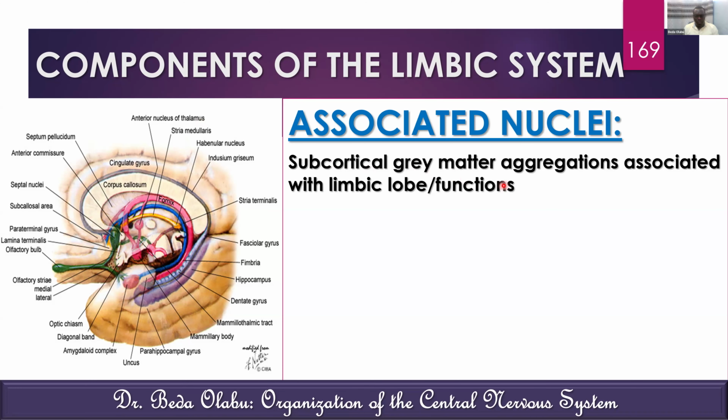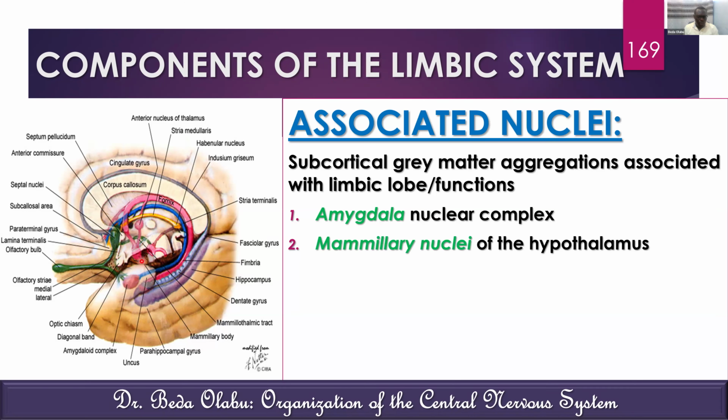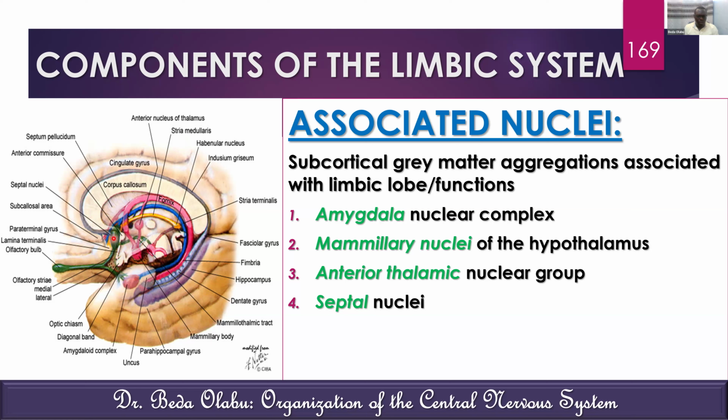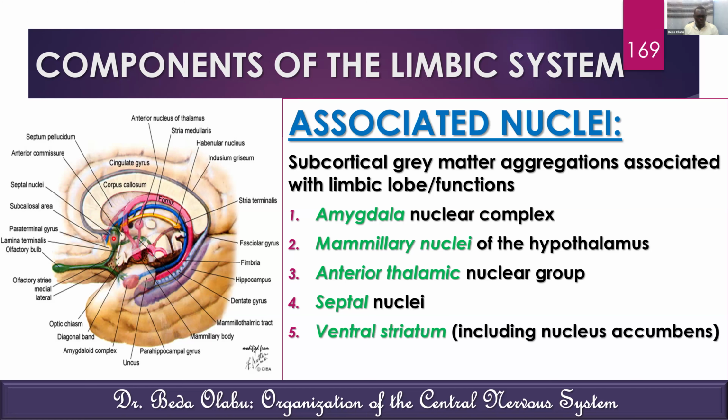All right. Let's start with what we call the amygdala nuclear complex. It's located there. We also have what we call the mammillary nucleus, which is that one. We have the anterior thalamic nucleus there. We have the septal nucleus somewhere there. We have what we call the ventral striatum, not shown in this particular image, but includes something called the nucleus accumbens. And lastly, we have the habenular nucleus, which is somewhere here.